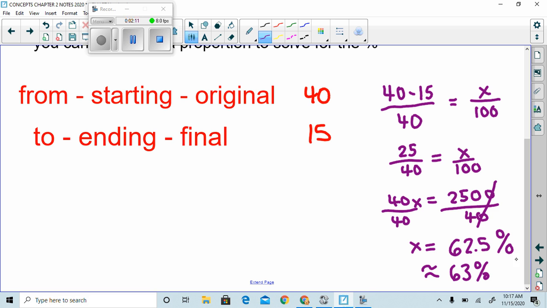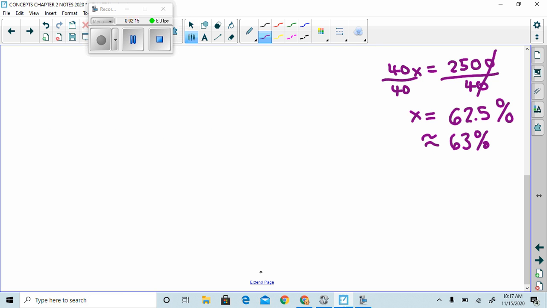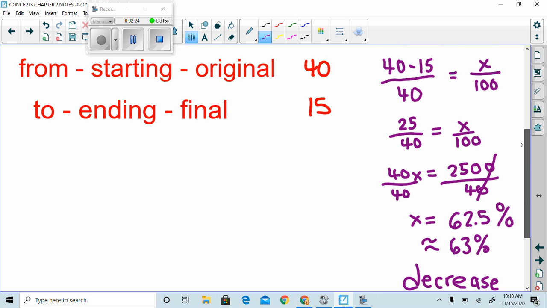But I have to qualify it now. This is a percent. It went from 40 to 15. It's a percent decrease. So you're always going to tell me, is it an increase or a decrease? You're going to show me some work to show me that you know how to go about calculating this. Now again, I did say there's more than one way to do it, and it really depends on the problem what method you choose. Let's do some more.